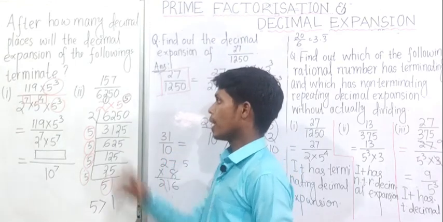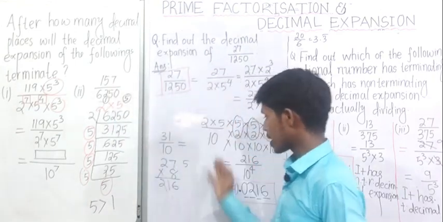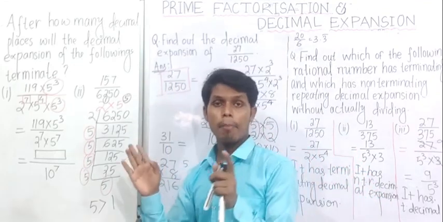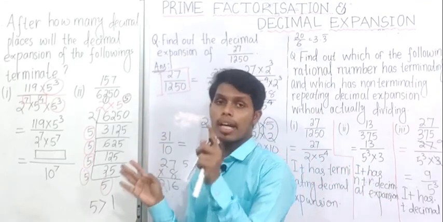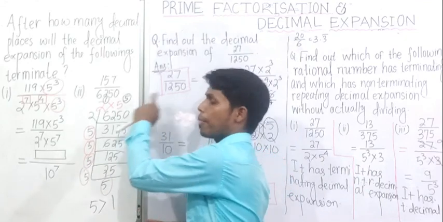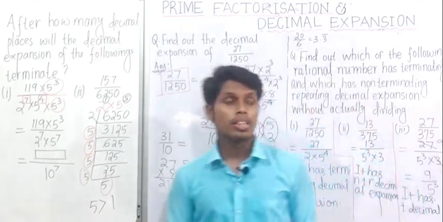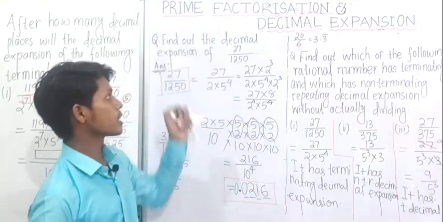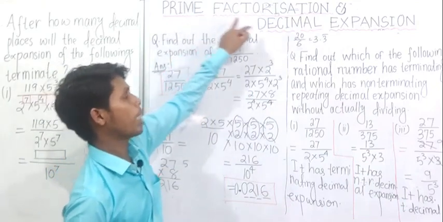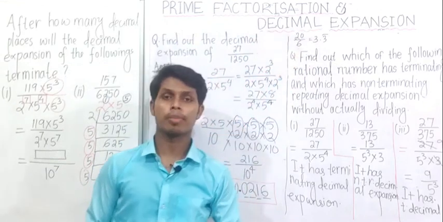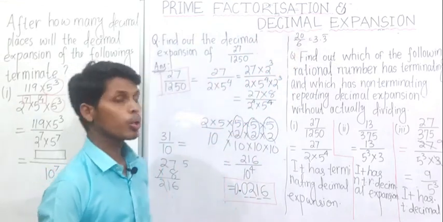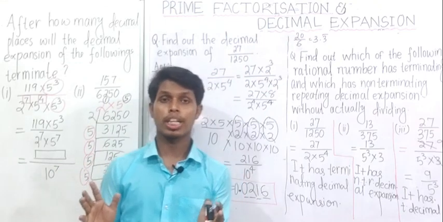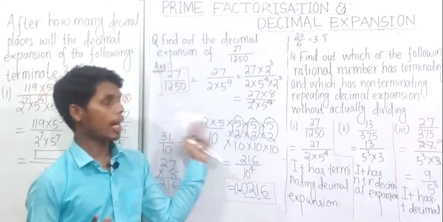If you do this process as we had done in the first one, you will get a decimal number in which after the decimal point there will be 5 decimal places. So this is all. These 3 types of questions most often come in the board exam from this concept of using prime factorization to find out the decimal expansion of rational numbers. Hope you all understood these concepts and you can solve your textbook exercises and practice this well.